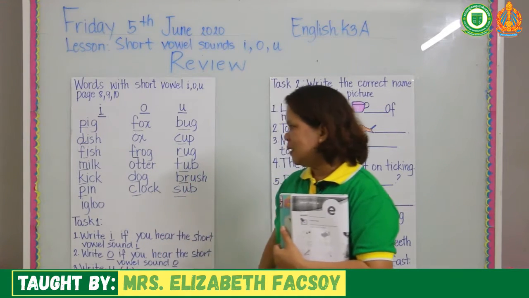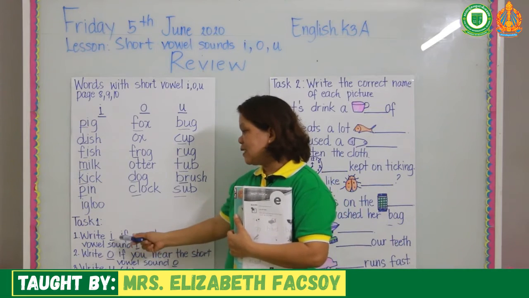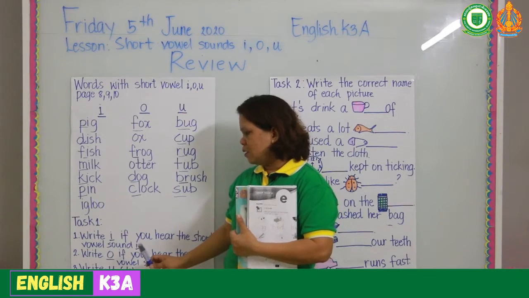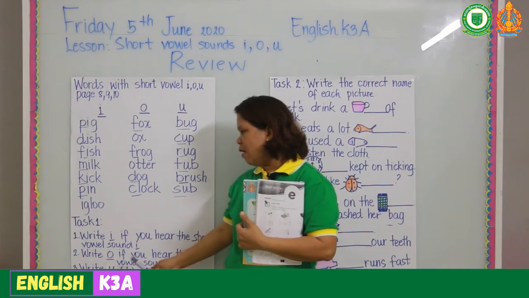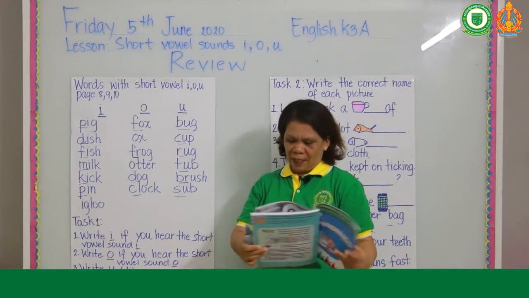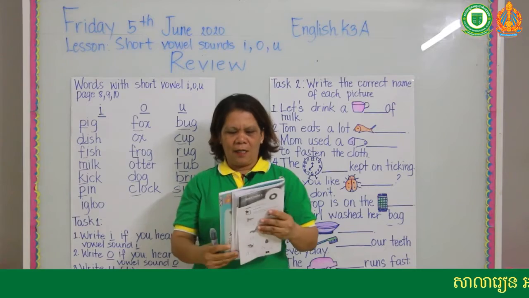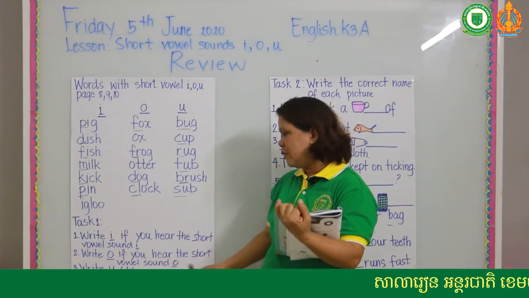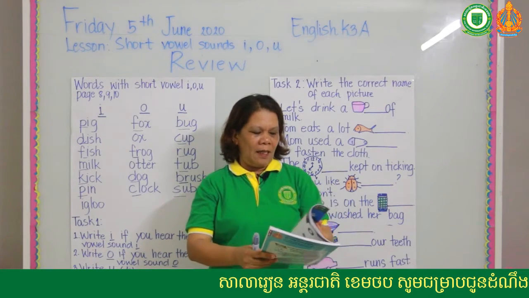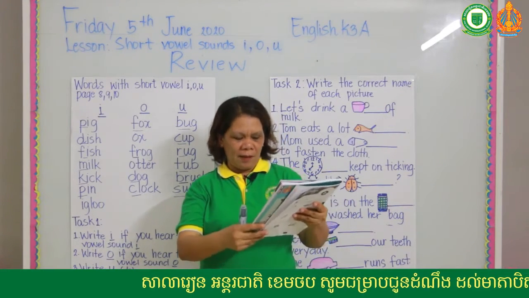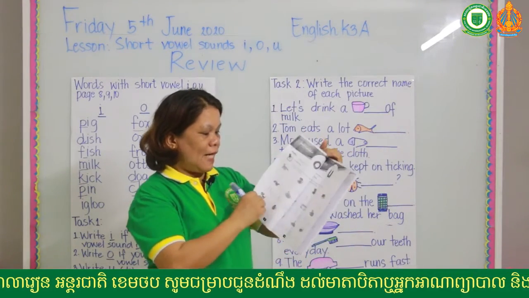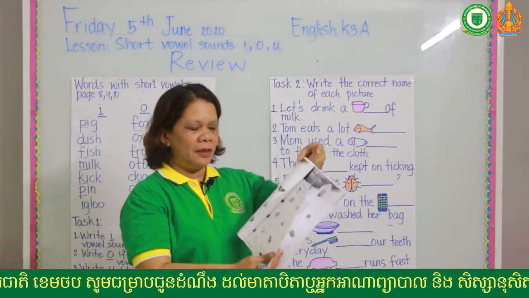Alright, so here in task number 1, write E if you hear the short vowel sound E. And also at page 8, write O if you hear the short vowel sound O. At page 9, write O or letter U if you hear the short vowel sound O. Please prepare your pencil and your book at page 8, 9, and 10. Okay, I will read for you.